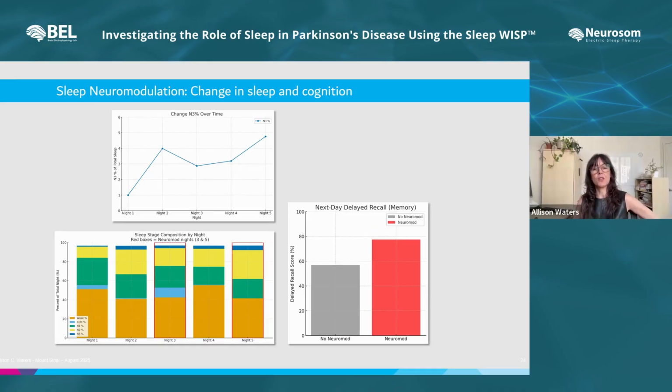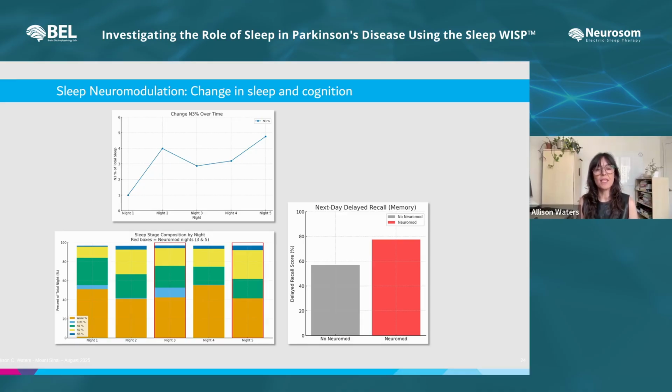So for this individual, you can see their percent N3 increased over the study week. That's what we're going for. And the stack plot below is comparing the nights with stimulation on to the nights without stimulation. And gosh, we can see maybe, I think, a 7% decrease in wakefulness throughout the night, a little bit more REM, a little bit more N3 with stim.